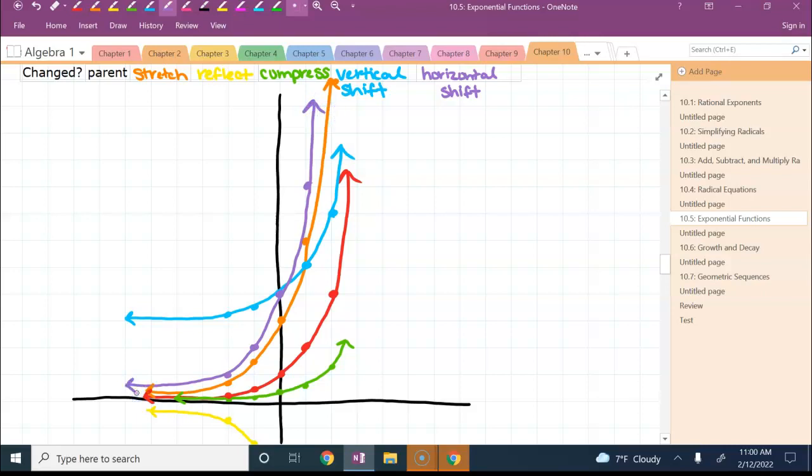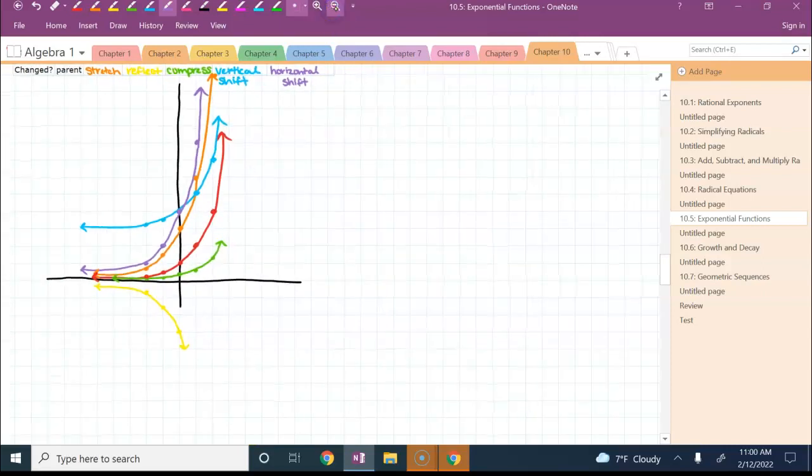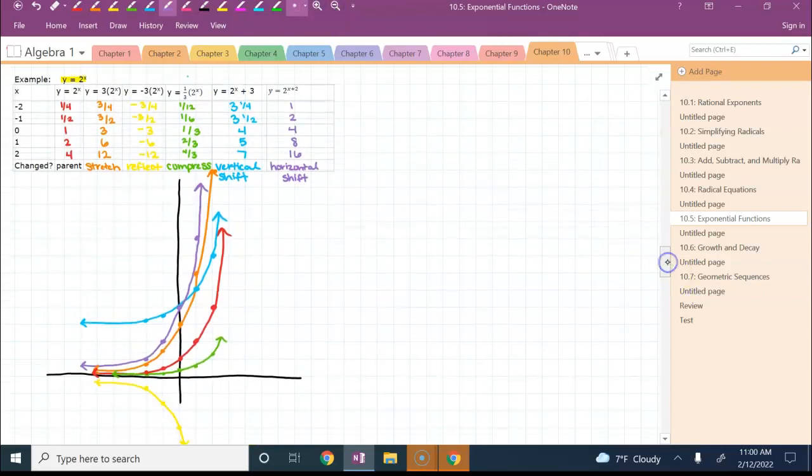So this gives you a really good idea, if you look at the overall big picture here of our table and our graph. This really gives you a nice idea of how we can transform these exponential graphs and still do some of those same movements that we've seen in the past, where you're moving things left, right, up, down, we're stretching, we're compressing, we're doing all of those different things to it.